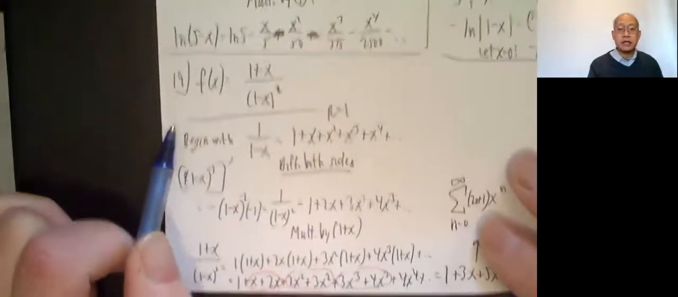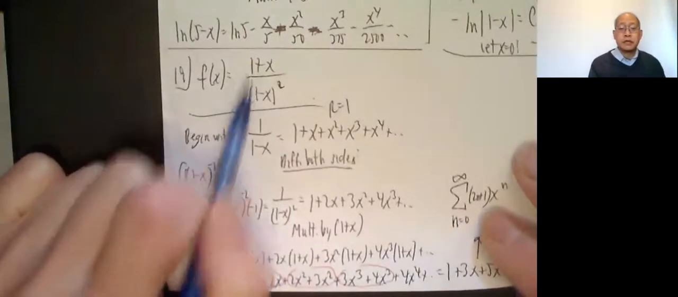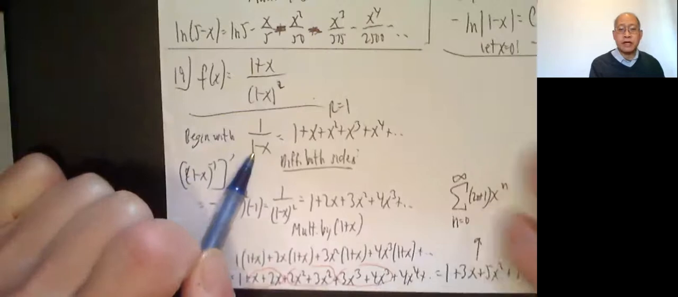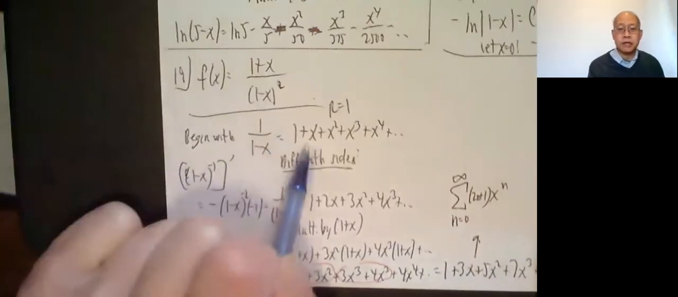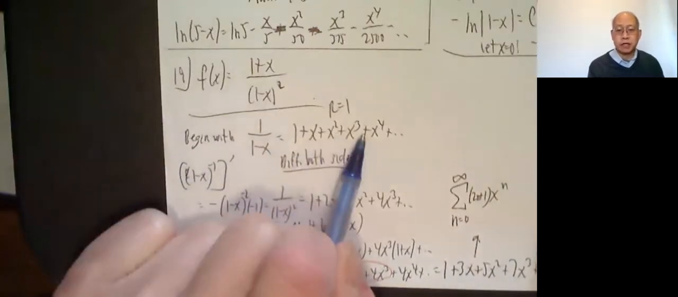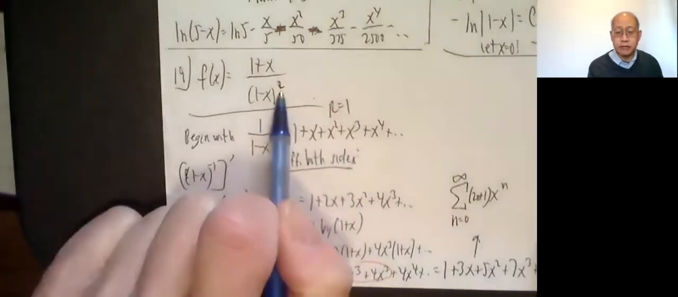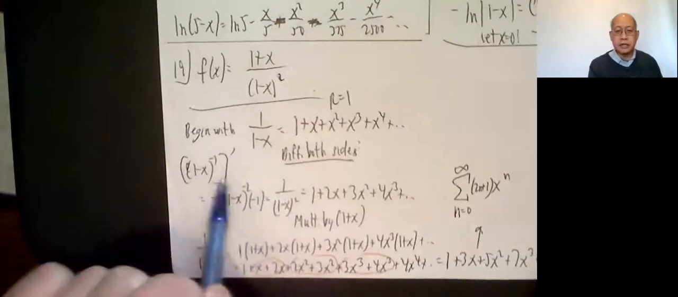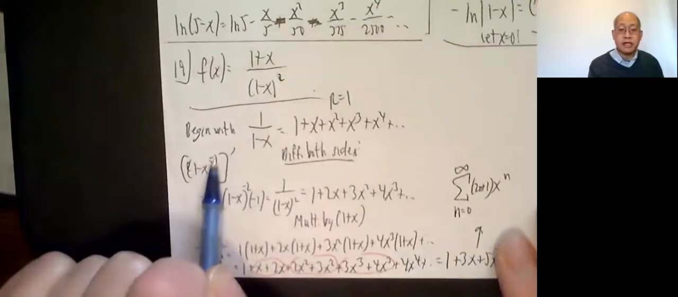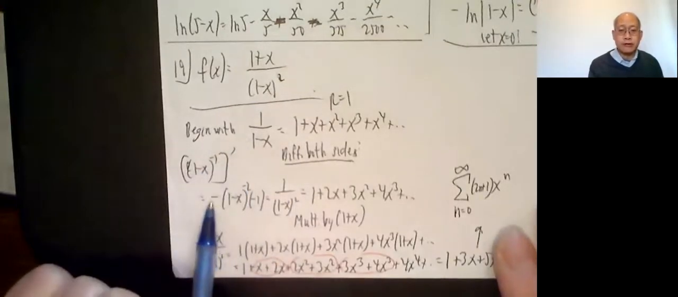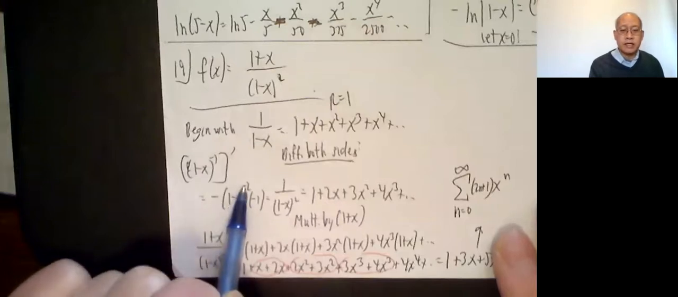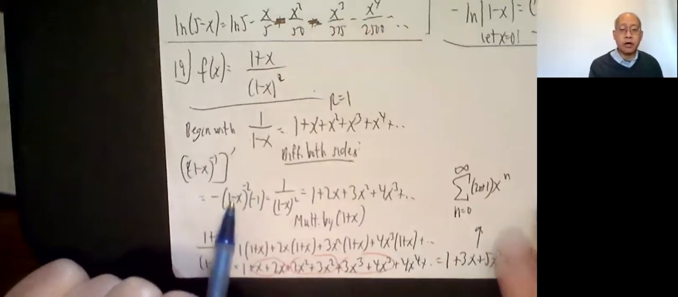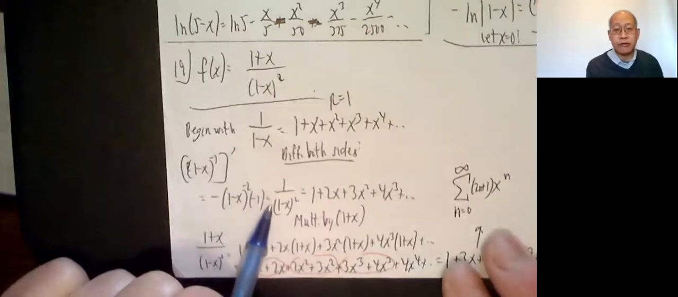Okay, 19, to get this, begin with 1 over 1 minus x. That's 1 plus x plus x squared plus x cubed plus x to the 4th. I put 5 terms because I know I have to differentiate once to get that. So differentiate both sides. Treat this as (1 minus x) to the negative 1. So the derivative is negative 1 times (1 minus x) to the negative 2 times negative 1 by the chain rule. That is exactly 1 over (1 minus x) squared.